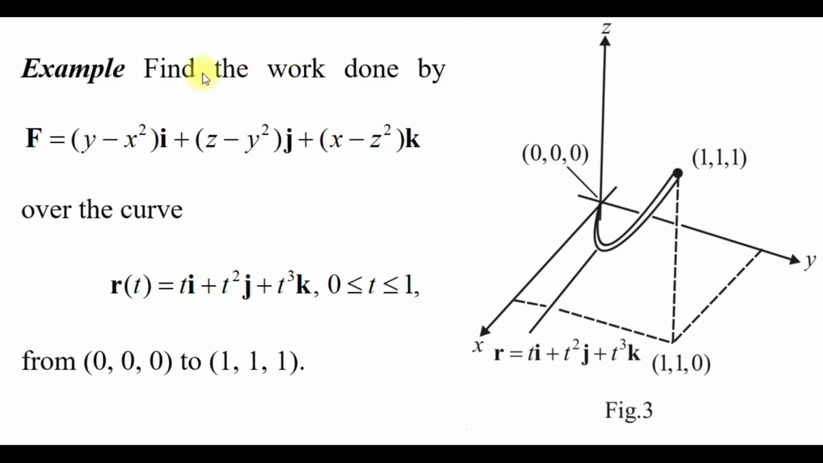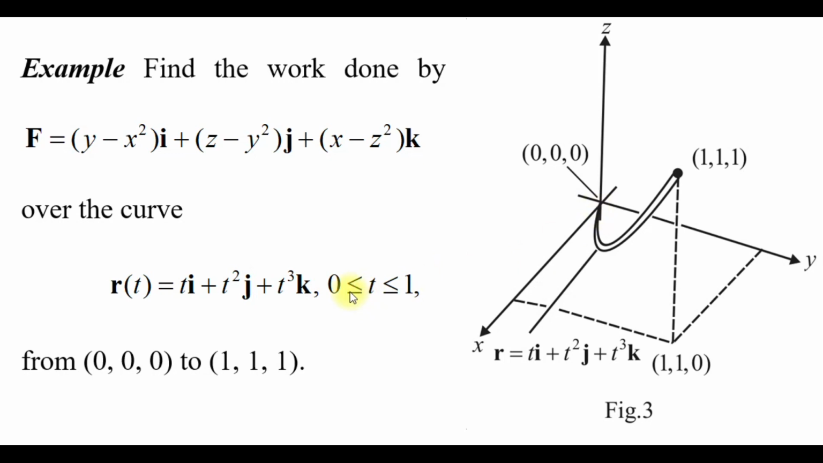As a first example, we find the work done by the force field F given by (y minus x squared) i plus (z minus y squared) j plus (x minus z squared) k over the curve given by the vector valued function r of t equals t i plus t squared j plus t cubed k, where t varies from 0 to 1. We note that this r of t, where t varies from 0 to 1, represents a portion of the curve.